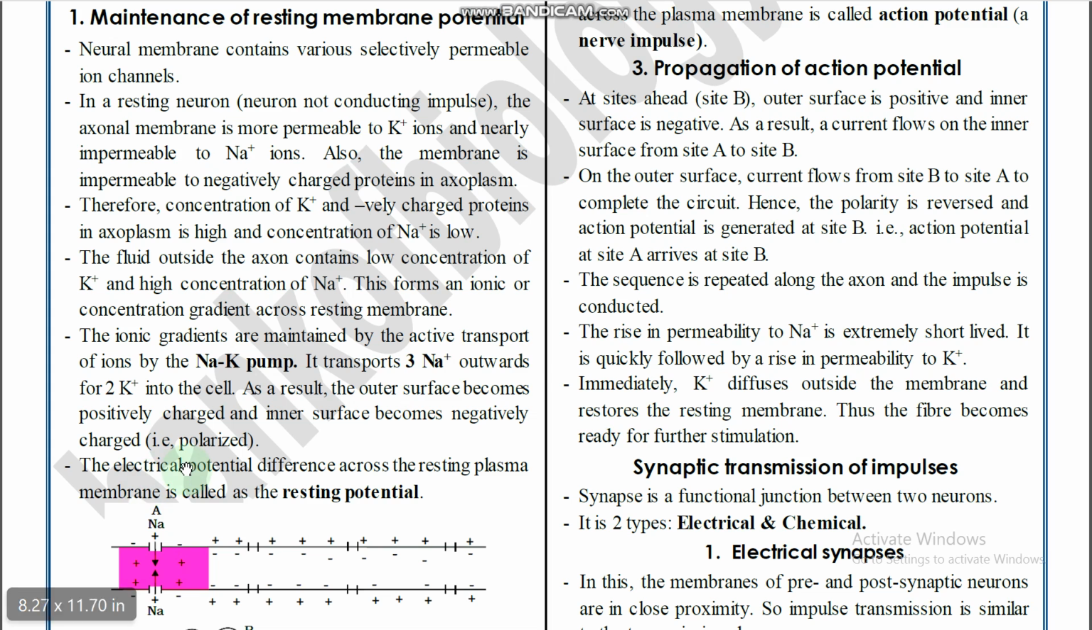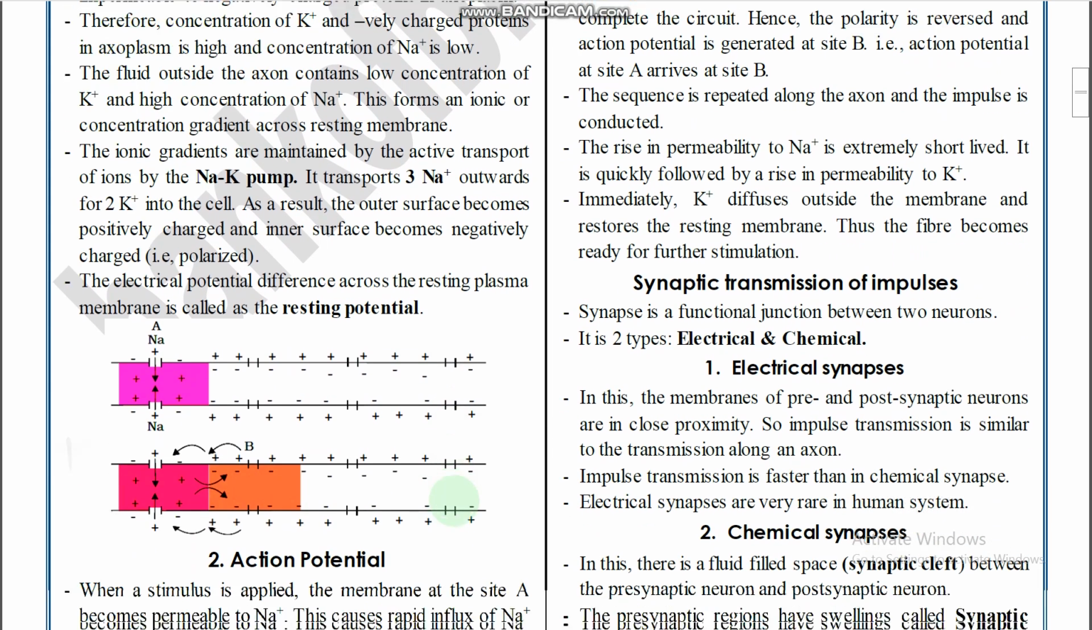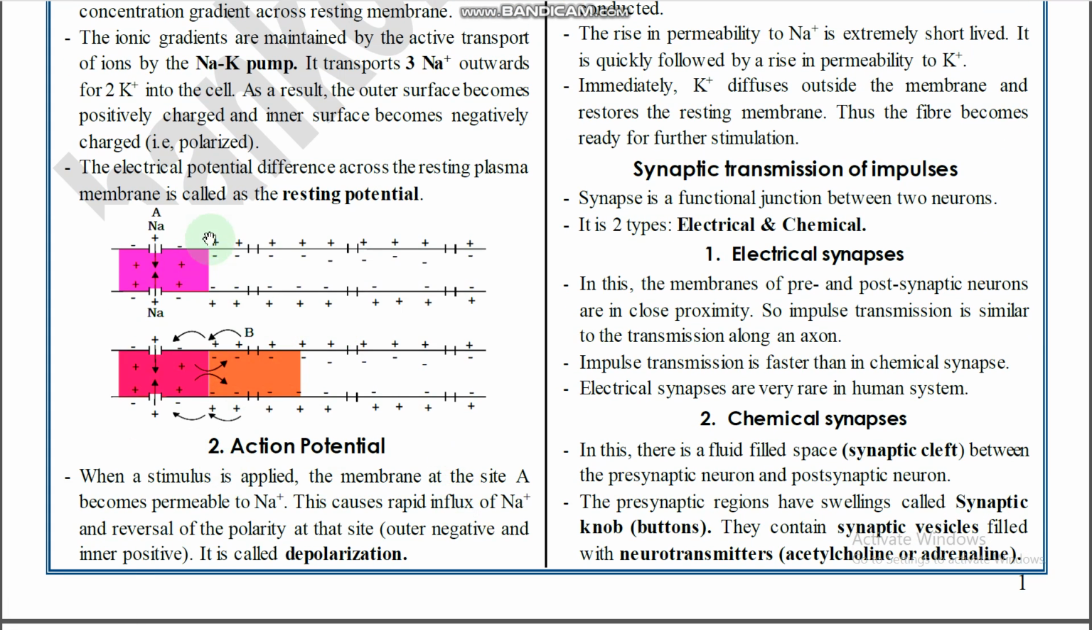The electrical potential difference across the resting plasma membrane is called the resting potential. So what is meant by resting potential? The electrical potential difference across the resting plasma membrane is called the resting potential. Obviously, because inside is negative and outside is positive throughout the axon length whenever the neuron does not receive any nerve impulse or action potential. Is this clear? Okay.